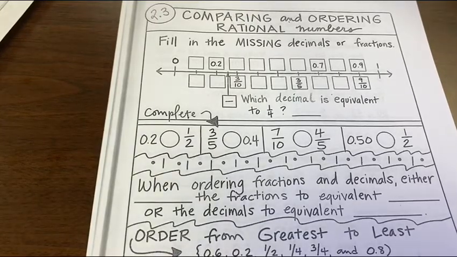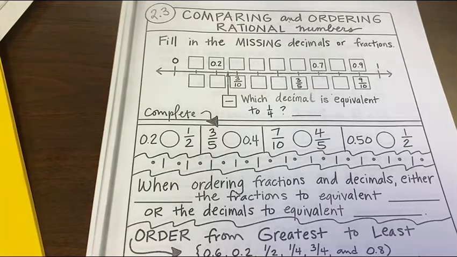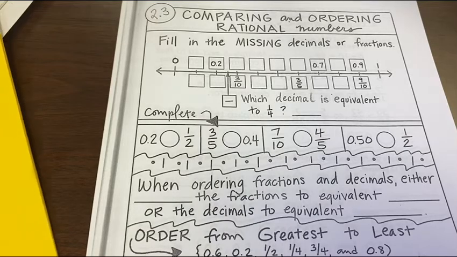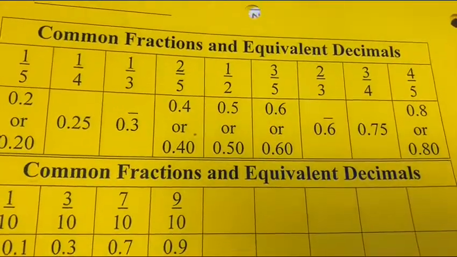Okay, we are going to talk about comparing and ordering rational numbers. That's fractions and decimals and mixed numbers and all kinds of things. So in class, I gave you a yellow sheet that looks like this.